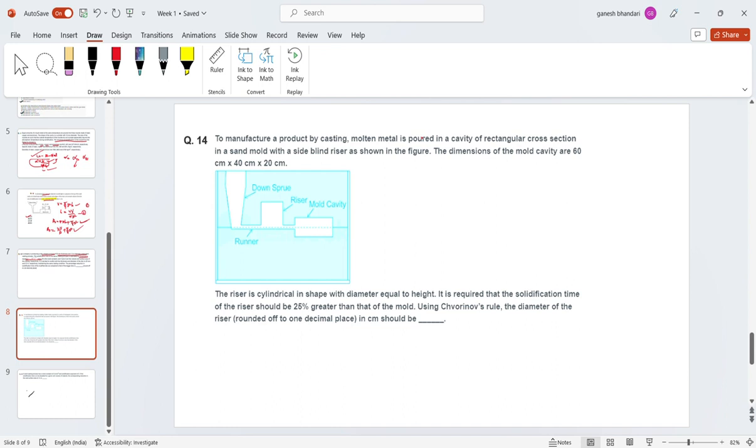It is required that the solidification time of the riser should be 25 times greater than that of the mold. According to Chvorinov's rule, the diameter of the riser should be... So this is again the same type of problem. I just added it because these were the things which were covered in the first week and half of the second week.